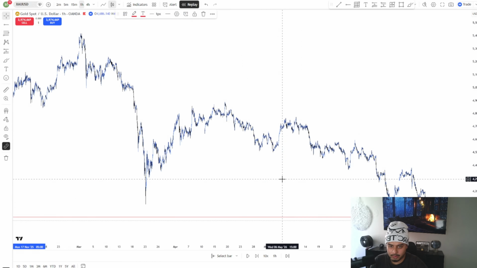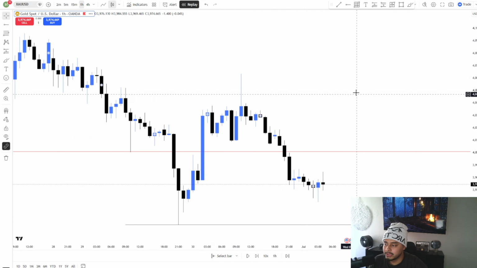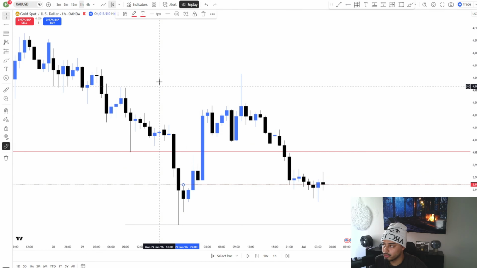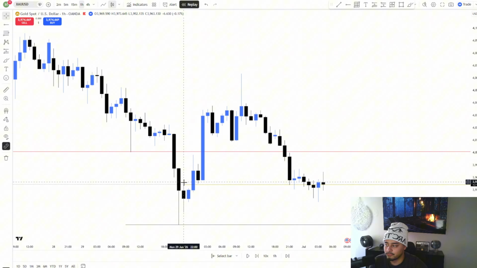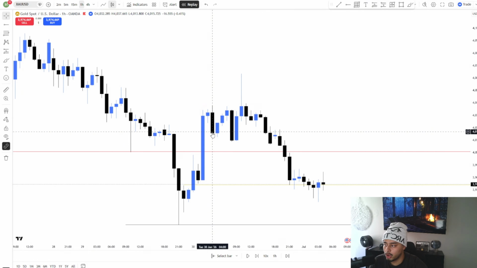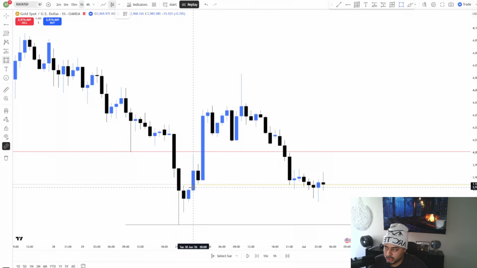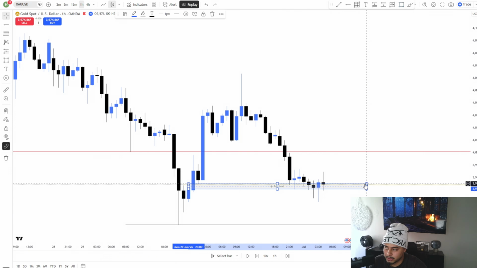Do not be afraid to zoom out, all right? Not only that, we do have confirmation, that hourly break of structure, the blue candle body closing above that black wick. Now, if you were to enter this trade going long, you would enter right over here with a light risk. Now, if you didn't want to enter that trade, we do have an hourly fair value gap, blue, blue, black, right over here, space in the middle.